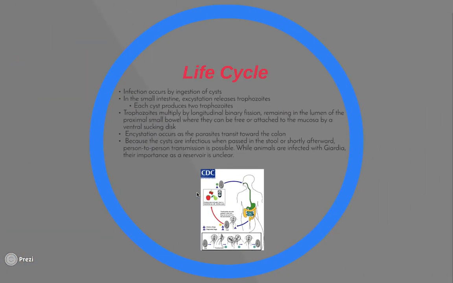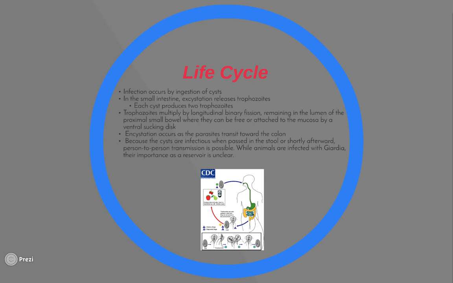The life cycle. An infection occurs with the ingestion of the cyst, and then in the small intestine, excystation releases trophozoites. Each cyst produces trophozoites, which multiply exponentially and remain in the proximal small bowel, where they can be free or attached to the mucosa by a ventral sucking disc. Encystation occurs as the parasites transit towards the colon.